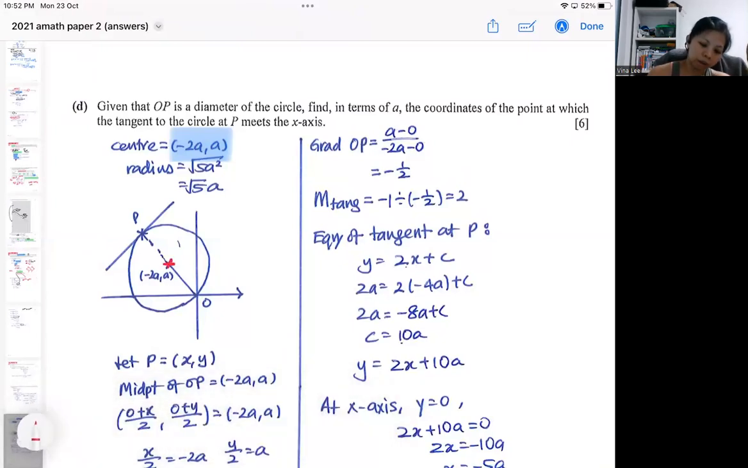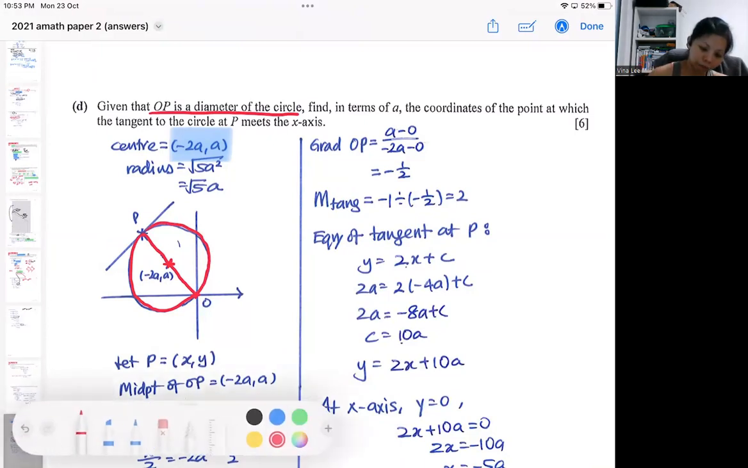Okay, and O is here. So from here, the question says OP is the diameter. So from here, I can visualize my circle. And then P will be the other side of the diameter.